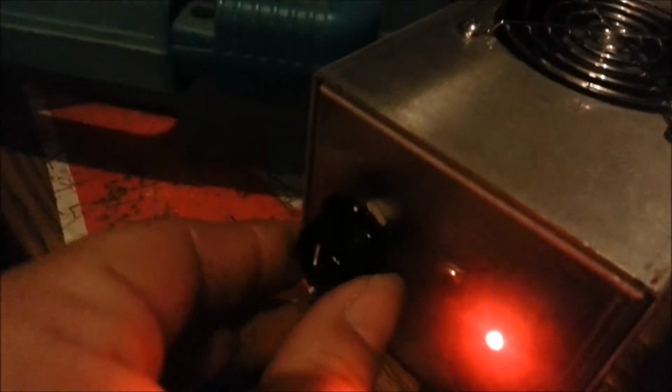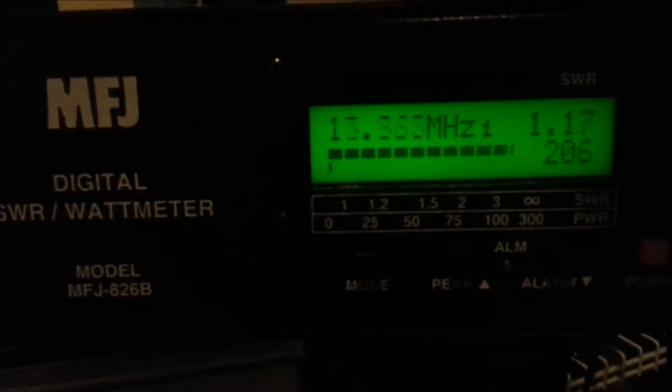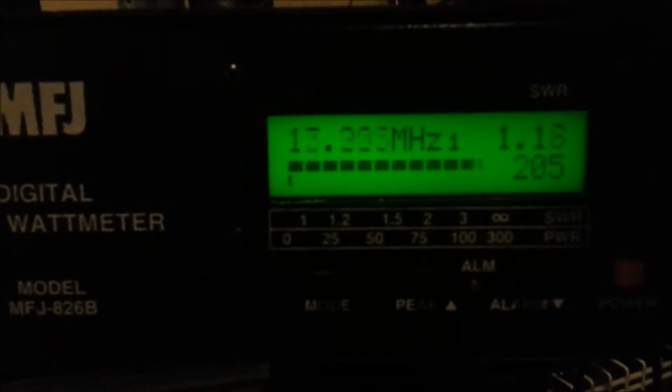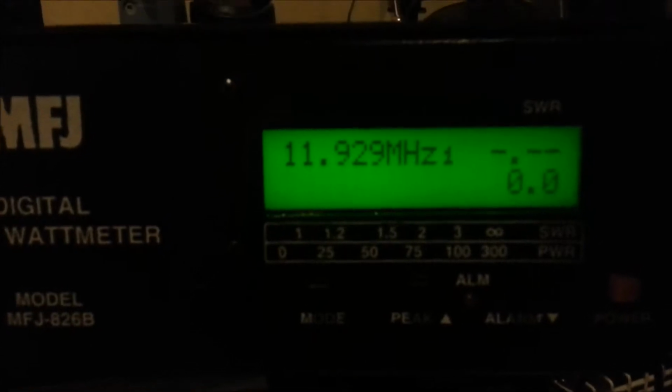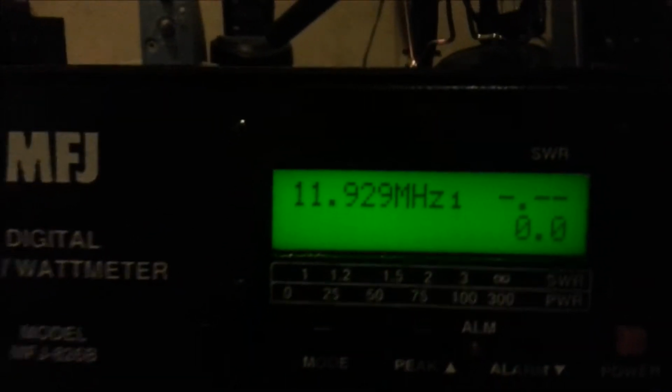Let's crack it to halfway. Hello, test audio. About 205 watts. SWR is looking good. The SWR would probably be a little lower if I changed out these jumpers. I got quite a few jumpers in here.